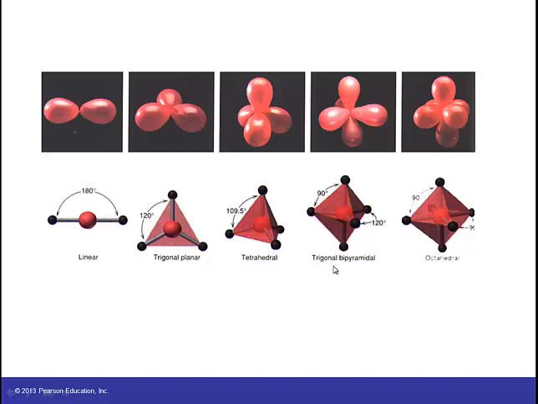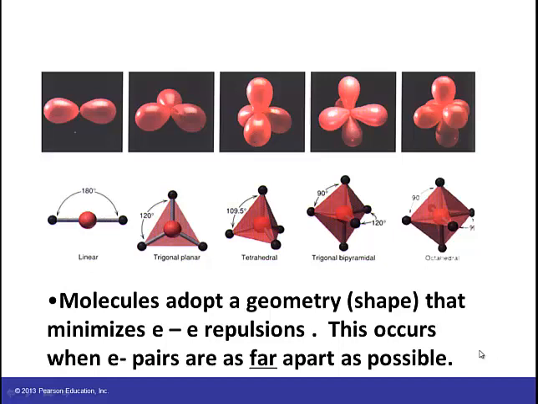You can also have trigonal bipyramidal, and so you've got 120 degrees in this planar section here, and then each bond is going to be 90 degrees apart in the upper quadrant. And then you can also have an octahedral structure in which there's 90 degrees in all directions. And so you can see you've got 6 components bonded in this structure. This structure, you've got 5 components bonded to a center atom, 4 components bonded to a center atom, 3, and then 2. So molecules are going to adopt a geometry or shape that minimizes the electron-electron repulsions, and this occurs when the electron pairs are as far apart as possible.